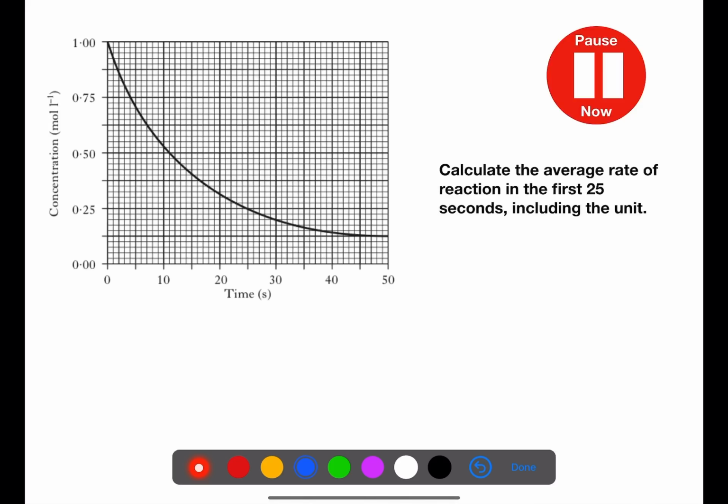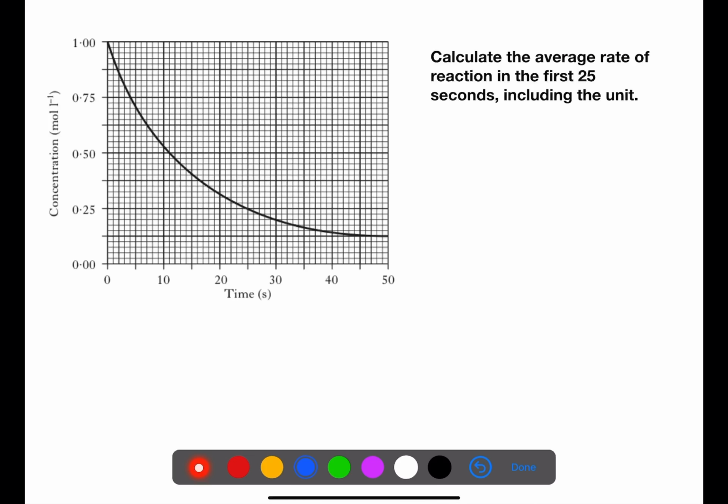Pause the video now and try this example looking at the graph. So for this example, we're reading the information from the graph. So we're calculating the average rate in the first 25 seconds. So our first value is going to be at 0 seconds, and we just need to read up to the value on the graph. So that is a concentration of 1, and our second value is at 25 seconds. So we read up from 25 seconds, hit the graph, and then read across to the concentration at 0.25.